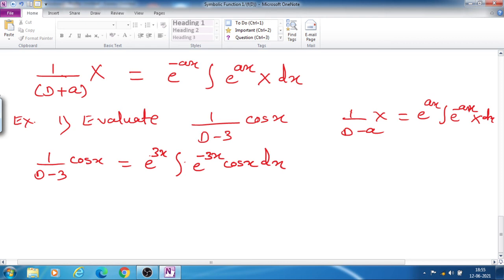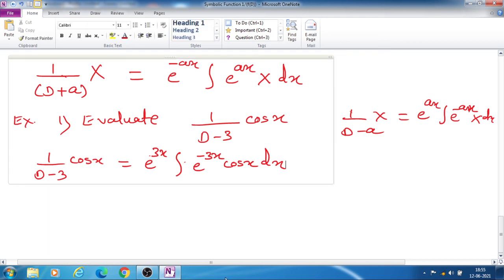After solving this integral we can find the value of this. So in the next lecture we will see some examples using this formula. So we stop here.